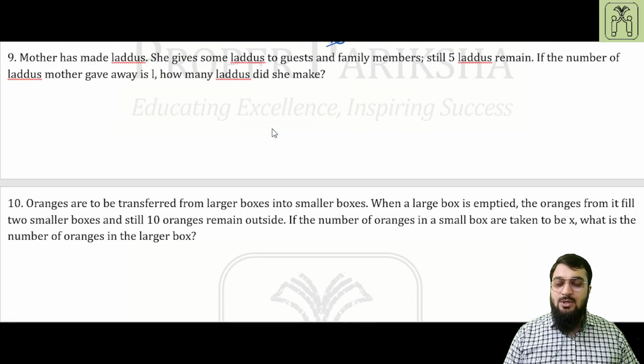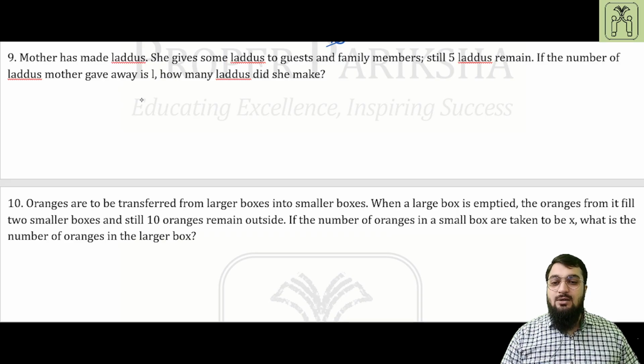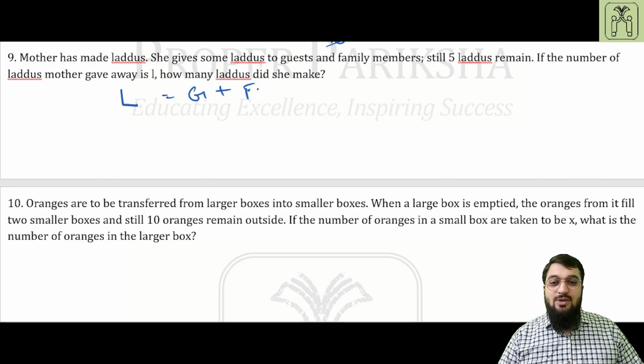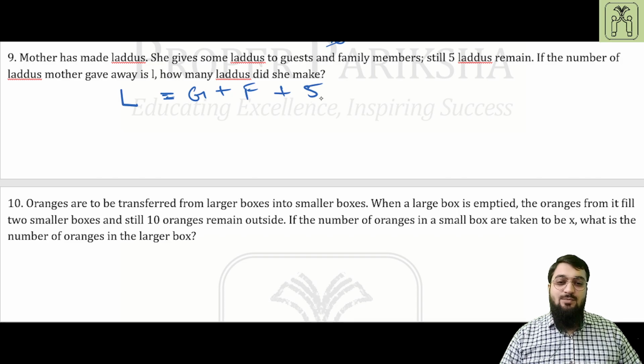Coming to question number 9. Mother has made laddus. She gave some laddus to guests and family members. Still 5 laddus remain. And if the number of laddus mother gave away is L, how many laddus did she make? So we can write that the total number of laddus is written by the capital L, and she gave some to the guests, some to the family members, and still 5 remain. So L is equal to G plus F plus 5.